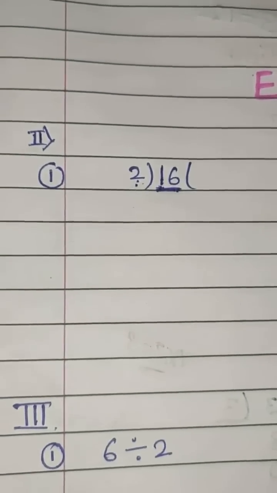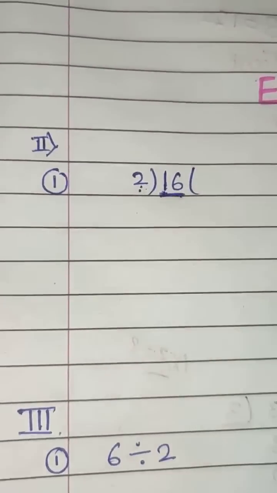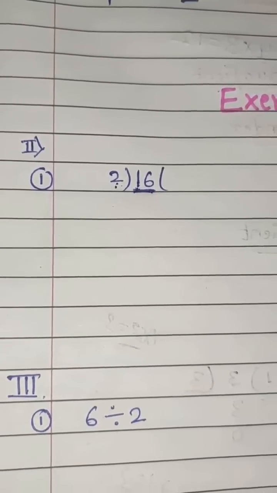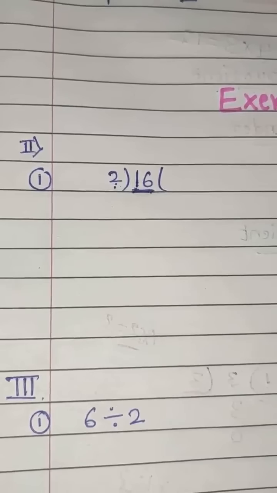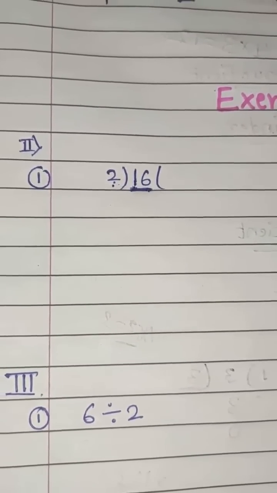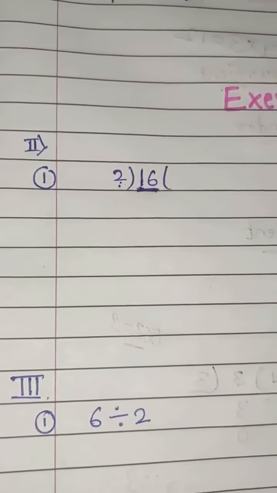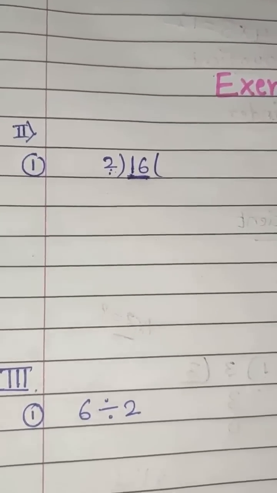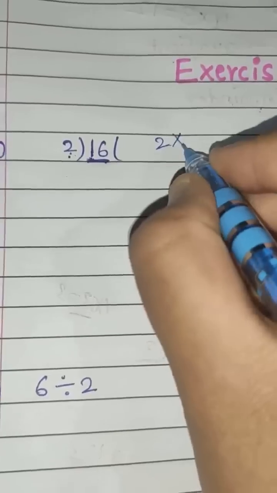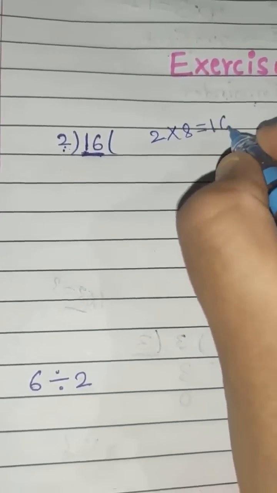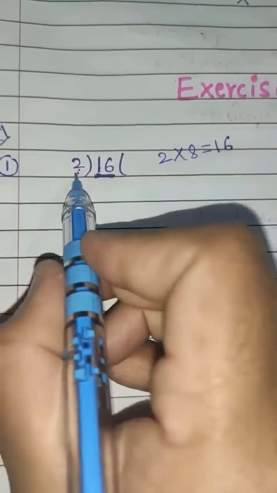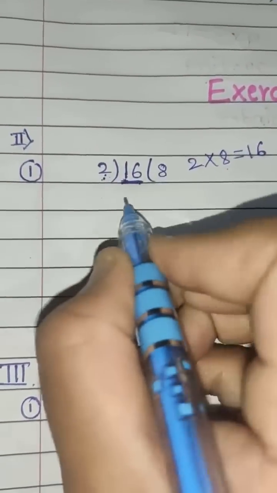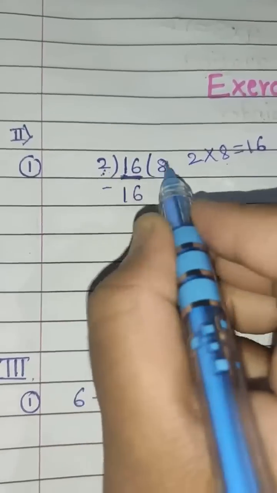Okay, now let's count the 2 table till we get the number 16. 2 ones are 2. 2 twos are 4, 2 threes are 6, 2 fours are 8, 2 fives are 10, 2 sixes are 12, 2 sevens are 14, 2 eights are 16. Yes, we got it, 2 eights are 16. So what is the answer here? 2 eights are 16.